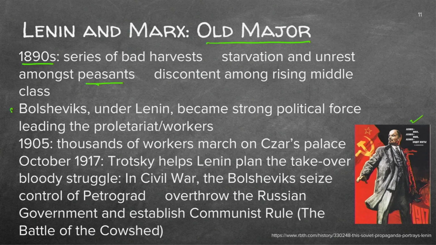This is Lenin. And then in 1905, that's more or less where Animal Farm starts, right? Thousands of workers march on the Tsar's palace. And then, of course, in October 1917, we get the Russian Revolution, where Trotsky helps Lenin plan the takeover, where there's a bloody struggle, there's a civil war, and the Bolsheviks seize control of Petrograd, and they overthrow the Russian government, and they establish, and that's important, communist rule.